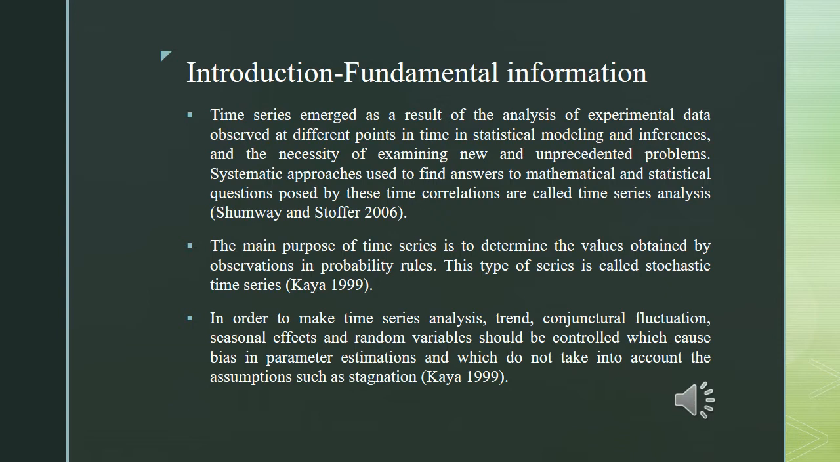This type of series is called a stochastic time series. In order to make time series analysis, trends, seasonal effects, fluctuating effects, and random variables should be controlled, which cause bias in parameter estimation and which do not take into account the asymptotics such as stagnation.